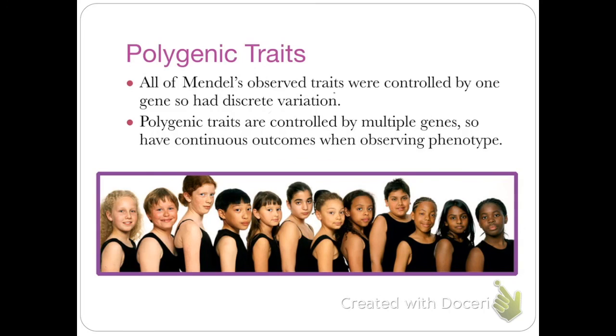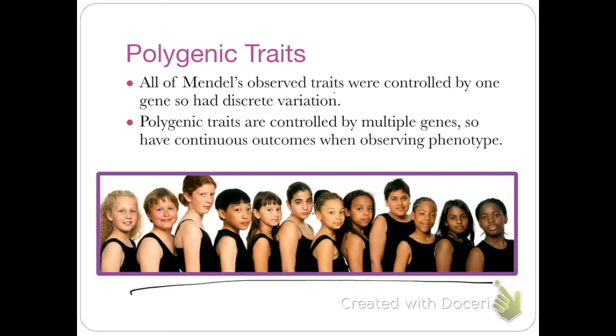So like I said, all of Mendel's observed traits were controlled by just one gene, so there was discrete variation, either wrinkled or smooth, either yellow or green, etc. However, a lot of the traits that we'll discuss, especially when we talk about like human physical appearance, etc., are polygenic traits, meaning that they're controlled by multiple genes, and so instead of having one or the other, they have a continuous outcome of observed phenotypes. So for example, shade of skin, there's every variation that you can imagine as far as being lighter or darker color in skin, and this is due to polygenic traits.